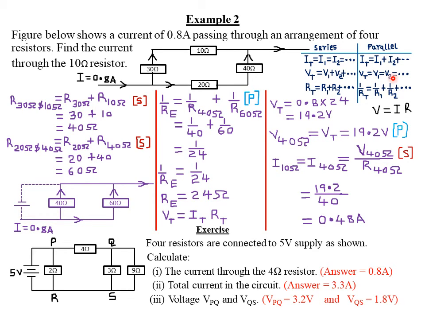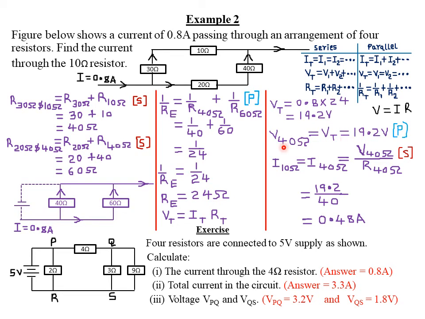to V2. So that simply means the voltage through the 40 ohm resistor is equal to the total voltage through the source, because the 40 ohm resistor, the 60 ohm resistor, and the source are actually connected across each other, or they are in parallel connection. And for parallel connection, V total is equal to V1, which is equal to V2. So the voltage through the 40 ohm resistor is equal to V total, which was actually equal to 19.2 volts.